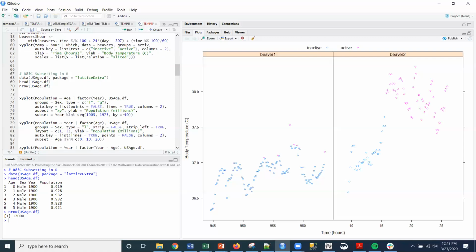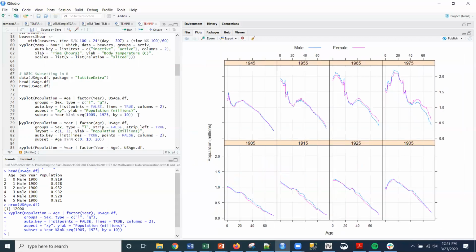You can see the labels, and then this is the important part: I'm going to subset from 1905 to 1975 by 10 years. If I do that, this is what I get. 1905 up through 35 on the lower half, and then 45 to 75. And obviously something's happening.